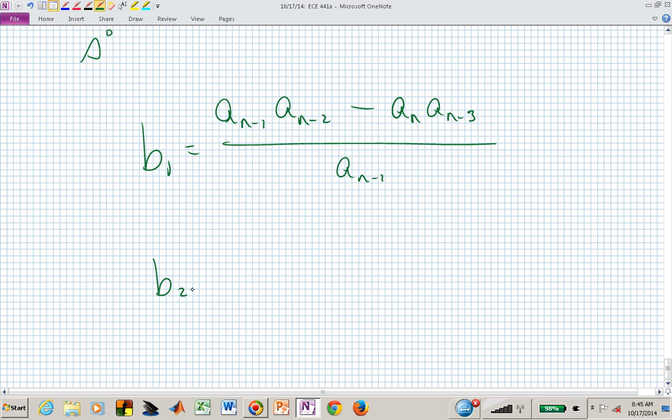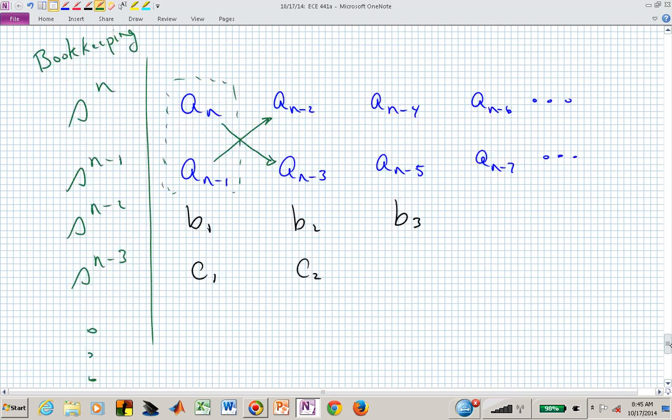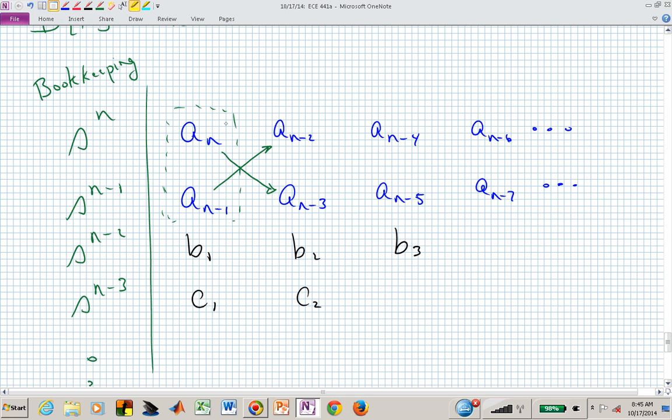B sub 2, again, we use these two entries, but now since B sub 2 is in the second column, it now needs to use the column to its right. Meaning, we now create B sub 2 by taking A sub n minus 1 and multiplying that by A sub n minus 4. Then we subtract A sub n times A sub n minus 5 and divide by A sub n minus 1.